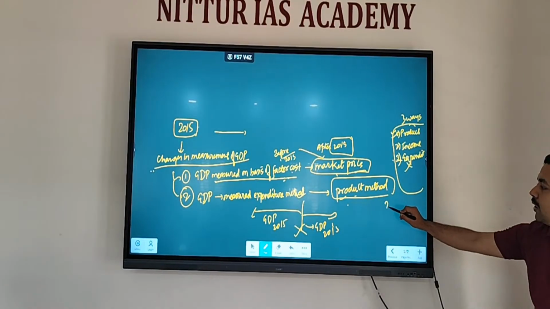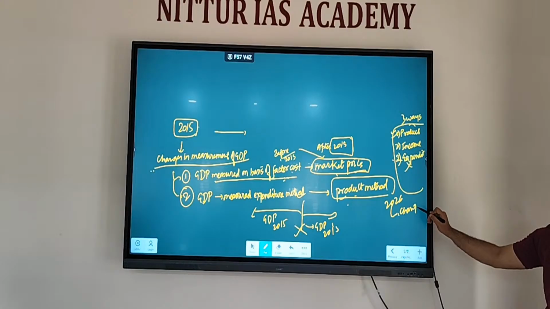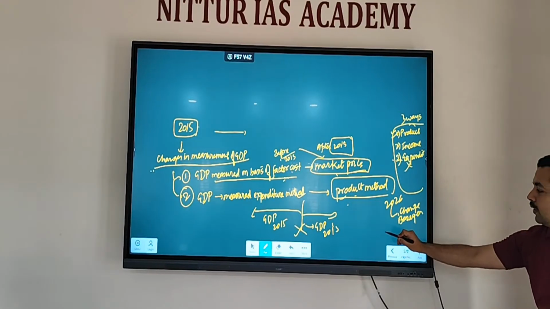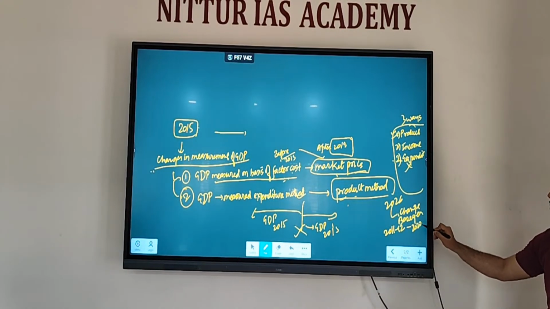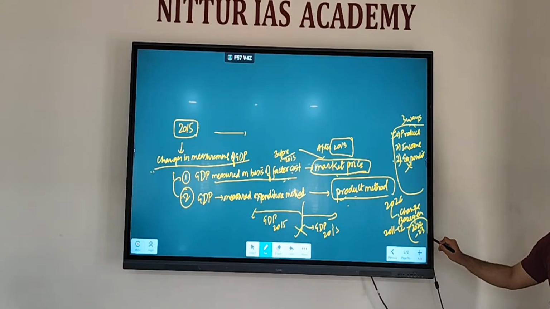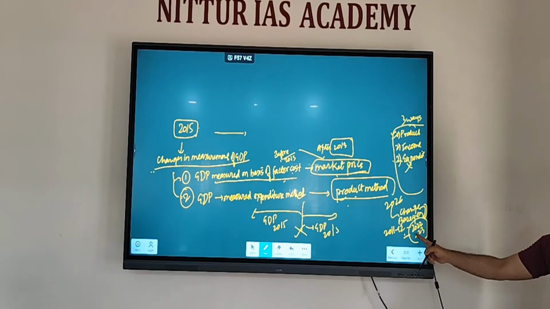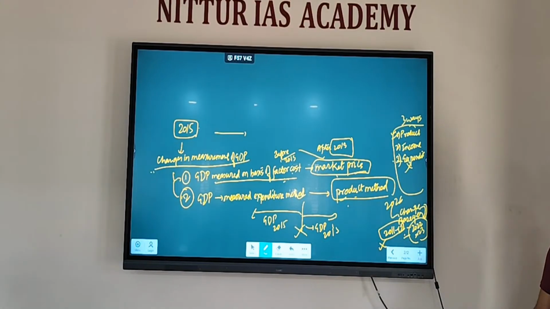And remember, from 2026 onward we have changed the base year. The base year has now been revised from 2011-12 to 2022-23. Clear? So currently the base year that we are using for calculation of GDP is 2022-23. Earlier this was the base year we were using. So these changes you have to keep in mind with regard to GDP.